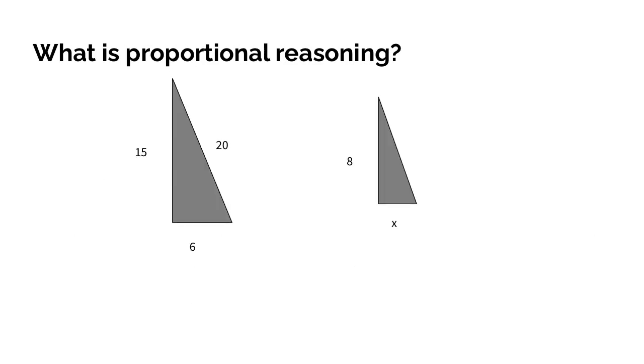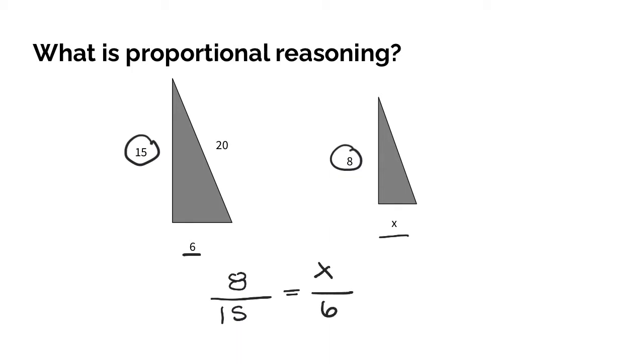You've also seen proportional reasoning in math. I'm sure you've seen a problem like this, where it's asking us to solve for x. And so we're going to do some proportional reasoning. I see that my 6 and my x correspond, and that I know my 15 and my 8. So I am going to say that 8 over 15 is going to be equal to x over 6. And then I can cross multiply in order to figure out what x would be.